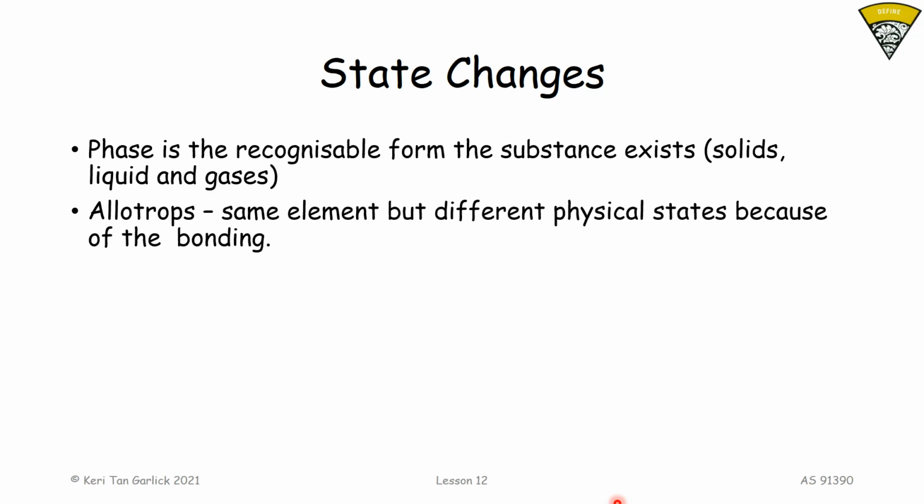Allotropes are basically just the same element, they're just in different physical states. It all has to do with the bonding that's present, which, in this case, the bonds that we're talking about with the covalent molecular is the intermolecular forces that are basically breaking.